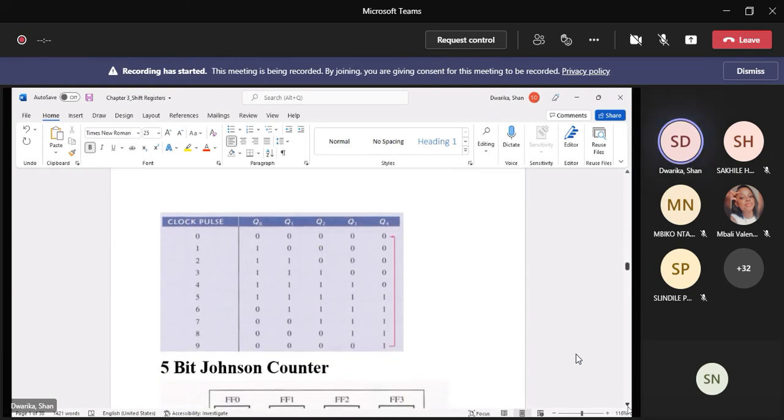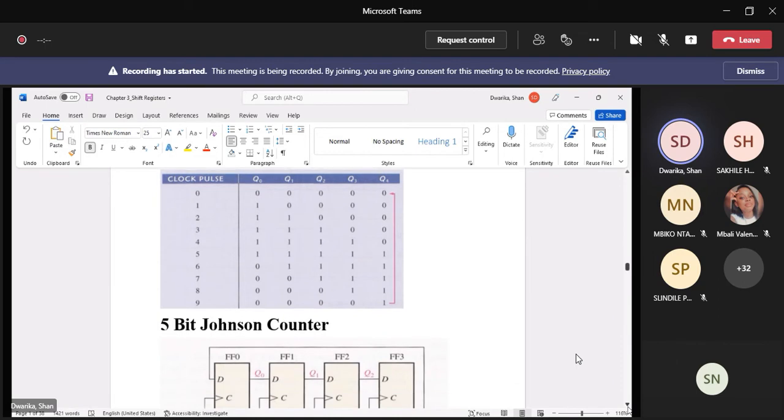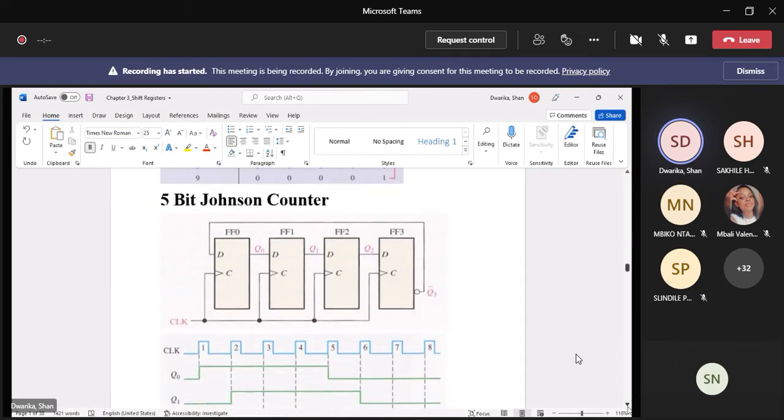Okay, so this is a 5-bit Johnson counter, doing the very same thing. You can see the arrangement of those ones. So the Q0 is not, and you get 5 ones and then zeros up until 9. Okay, and so that's a 5-bit Johnson counter there.